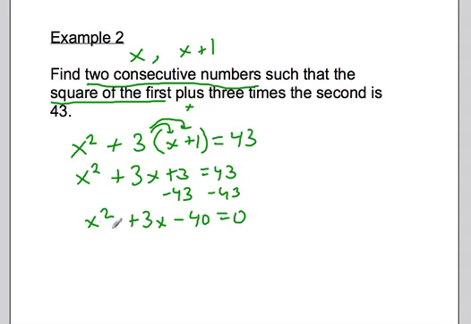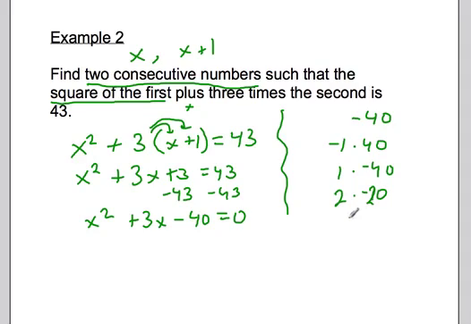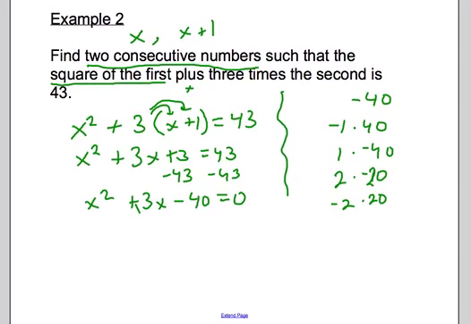Okay, so now we have a trinomial here. So if we look at the multiples of 40, how do we get negative 40? We can do negative 1 times 40, 1 times negative 40. We can do 2 times negative 20, or negative 2 times 20. But none of these are going to give us a sum of 3. We want two numbers that are very close to each other. In fact, two numbers that differ by 3.